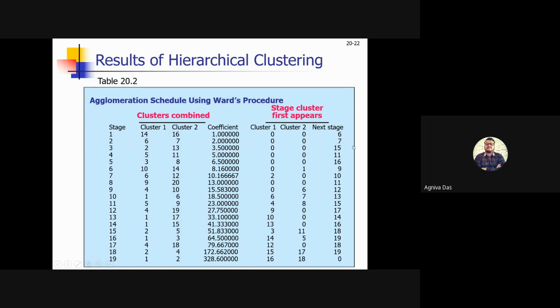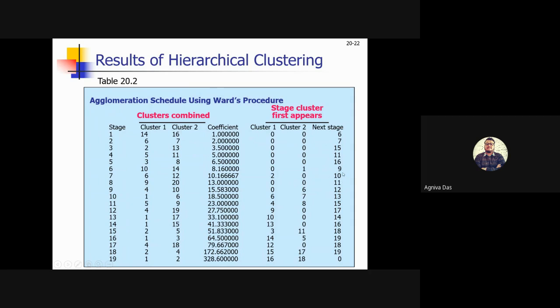And on the next stage, again, it is 0, 0. So the next stage is number 7, which is 6 and 12. So 6 and 12, and 6 and 7: 6, 7, and 12 are in the same cluster, clustered at 10.1667. Here the first cluster already has two new observations.